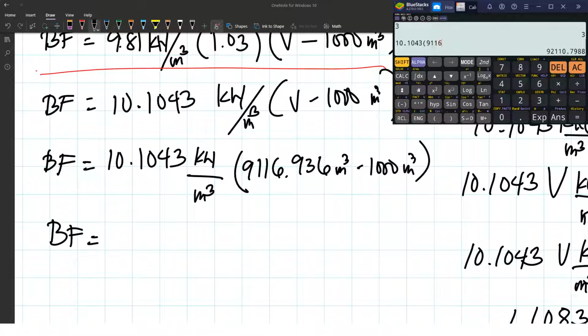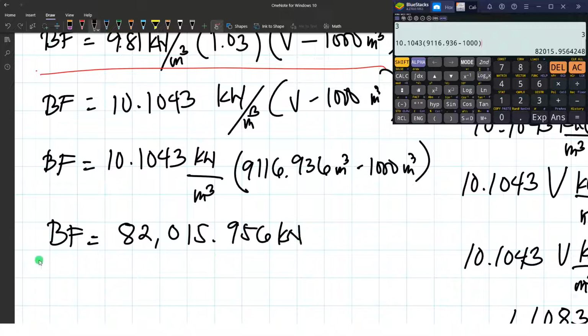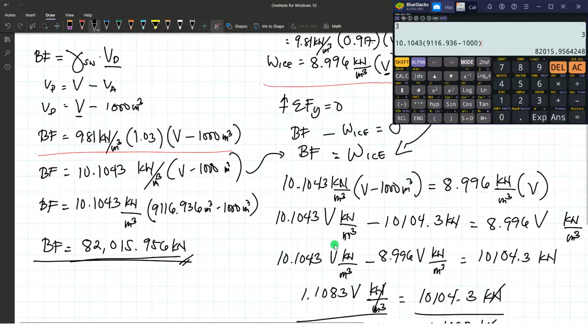Of course, the volume displaced is what is required for the buoyant force, so we have to deduct the 1000 for the volume displaced. So this is your buoyant force, 82,015.956 kilonewtons.